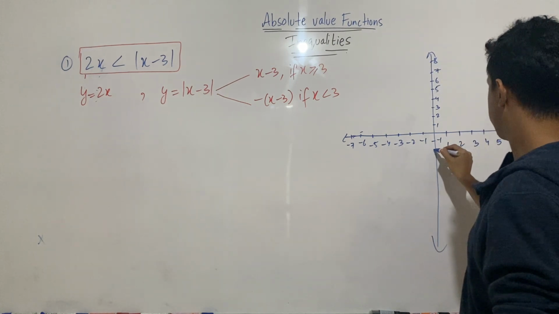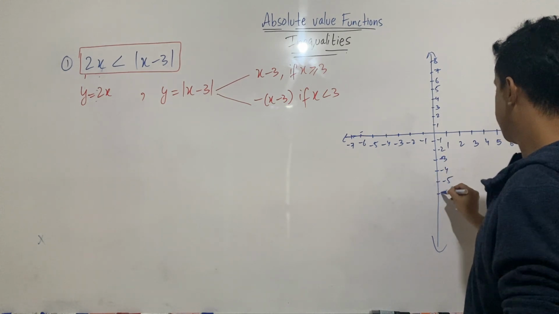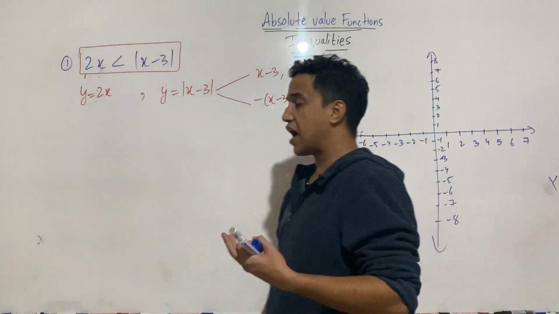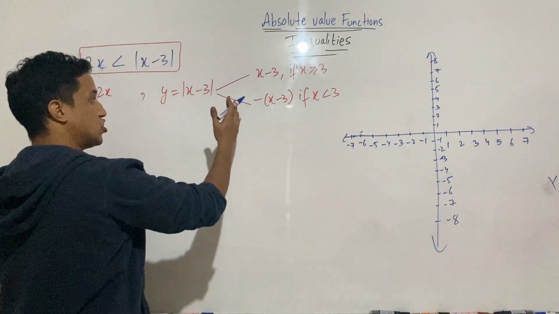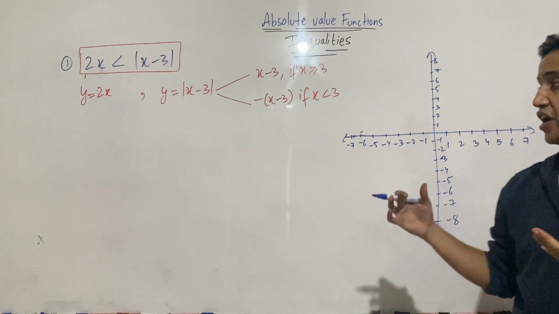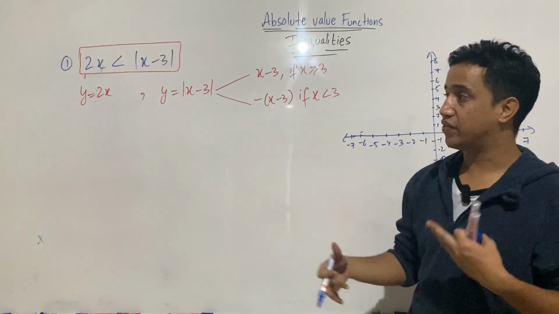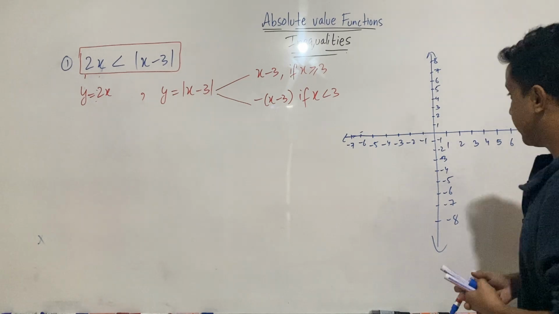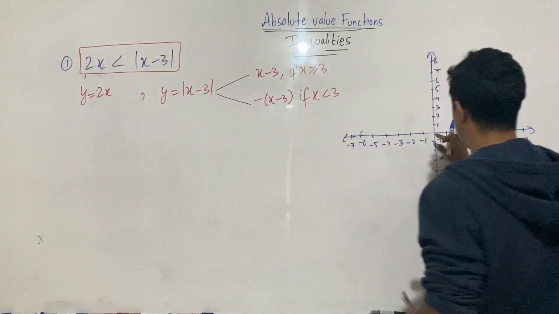On this side, minus 1, minus 2, minus 3, minus 4, minus 5, minus 6, minus 7, minus 8. Okay, so if I have to solve this inequality, first I have to solve them separately, and then I have to represent it on the xy plane, and then I can analyze and think about what I can do about this problem.